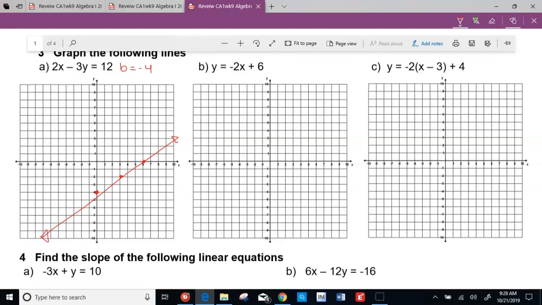Your line will look better than mine. Go ahead and just move on to the next one.